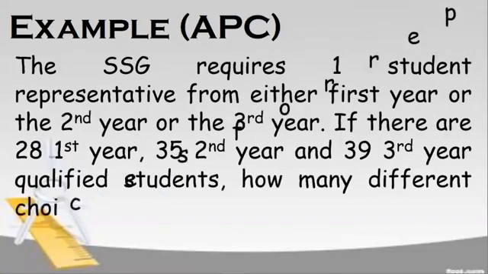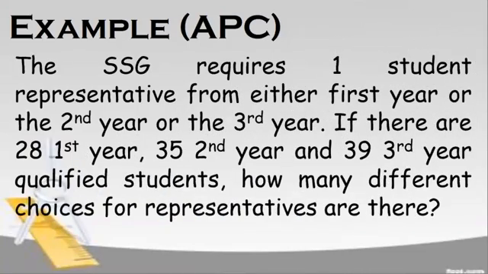So another example. So the SSG requires one student representative from either the first year or the second year or the third year. If there are 28 first years, 35 second year, and 39 third years qualified students, how many different choices for representatives are there? So kumbaga po, isang student representative lamang yung kailangan natin, and we can get it from either the first year, the second year, or the third year.